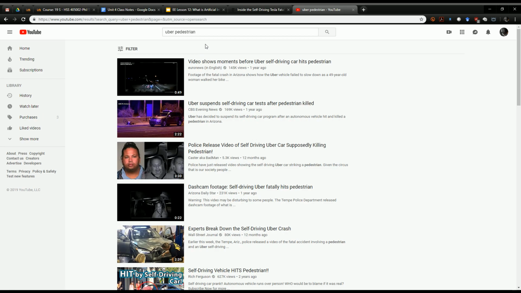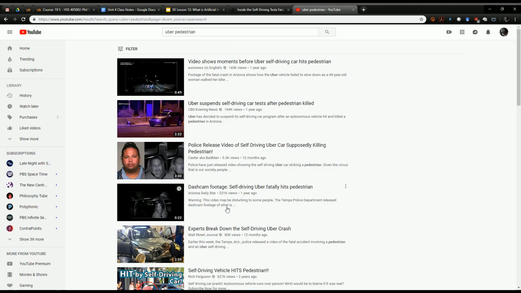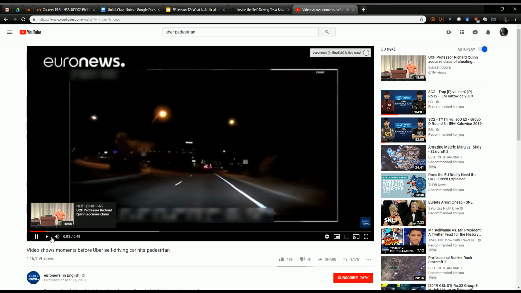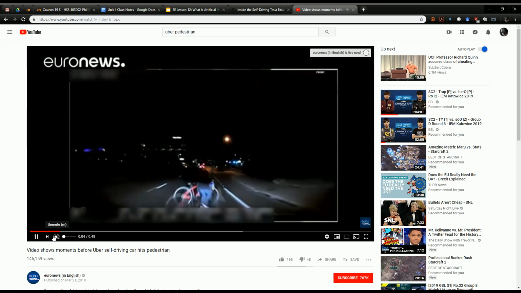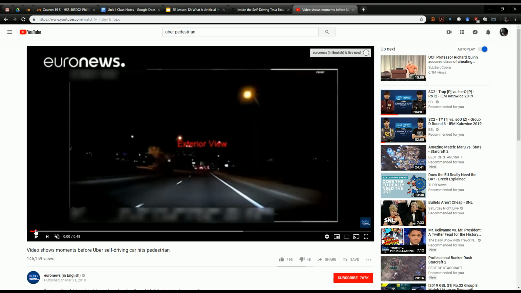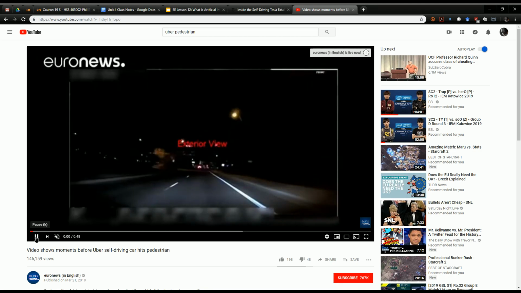Uber vehicles in Arizona. So this is maybe a little bit graphic. I'm going to turn this off. Yeah, so there's the crash right there. This is an Uber vehicle, so this is like a taxi, but it's a self-driving taxi.